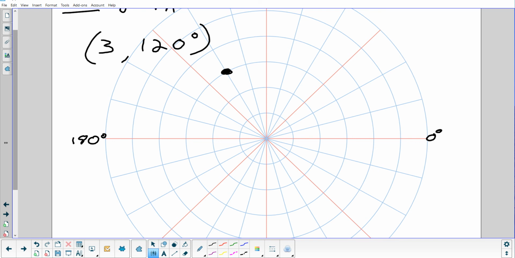Questions on it? So is it just the points? It's just the point. Yep. It's just a single point. If we were going to spend another day or two on it, then we'd get into graphing things like spirals and circles, and cardioids, and all kinds of other shapes.